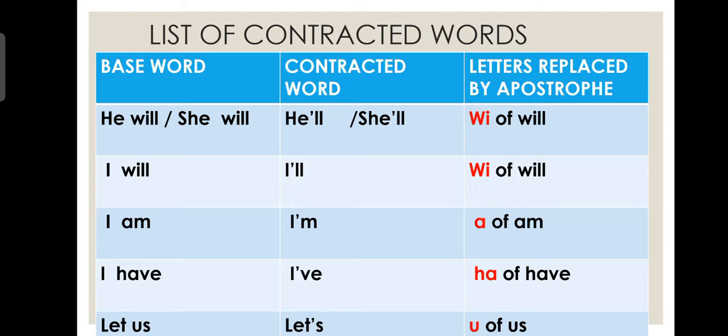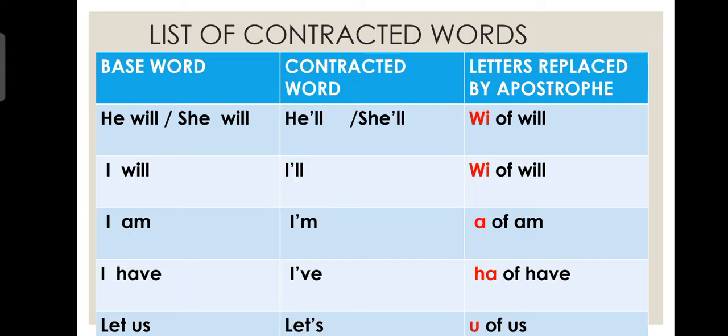And for she will also, we write she'll. Here also, she remains as it is, and we have removed WI from will, and this WI is replaced by the apostrophe. Next is I will. I will we write as I'll. So here also WI of will is replaced by the apostrophe. You should notice that the first word remains as it is. Only the replacement or removal of letters is done from the second word.